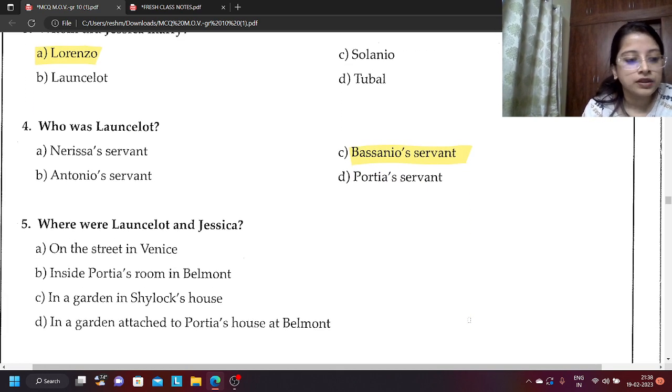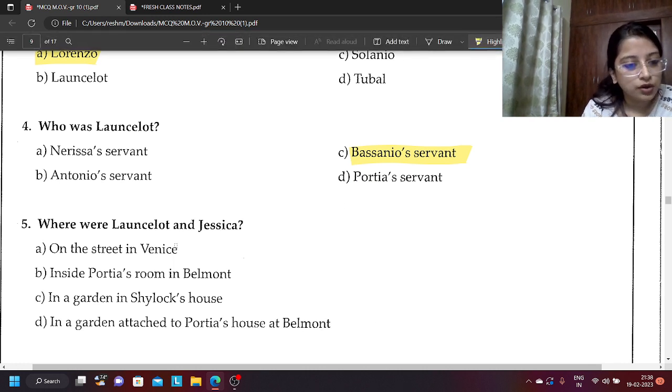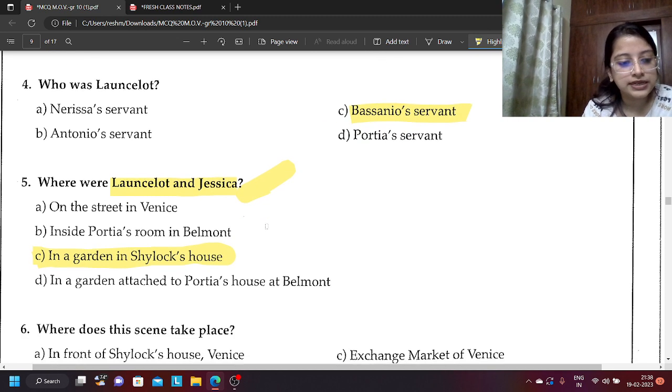Number 5. Where were Lancelot and Jessica? On the street in Venice, inside Portia's room. Where were Lancelot and Jessica? Number 5, important question. Where are they? In a garden in Shylock's house. Okay. These two people are in the garden. But see the next question.